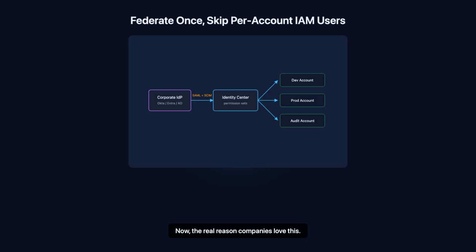Now, the real reason companies love this. Instead of cutting a separate house key for every room in a mansion, an IAM user at every account, you register your fingerprint once at the front door, and every room recognizes you.